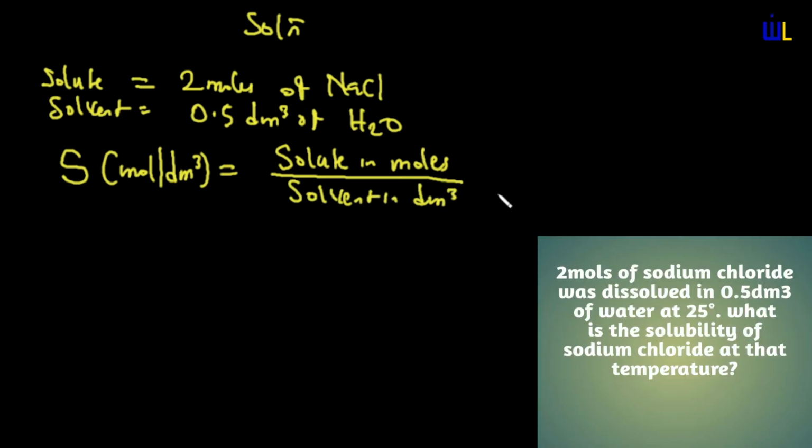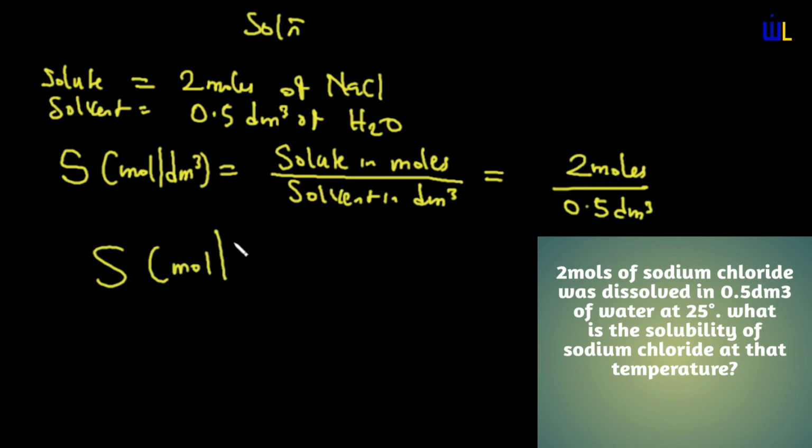Now, with that said, this is going to be equals, what's the solute in mole? Solute in mole is 2 moles. What's the solvent in dm³? 0.5 dm³. So eventually, our solubility in mole per dm³ would be equals 2 divided by 0.5, which gives us 4 mole per dm³. Quite simple, right? You see, that's actually quite easy to understand.